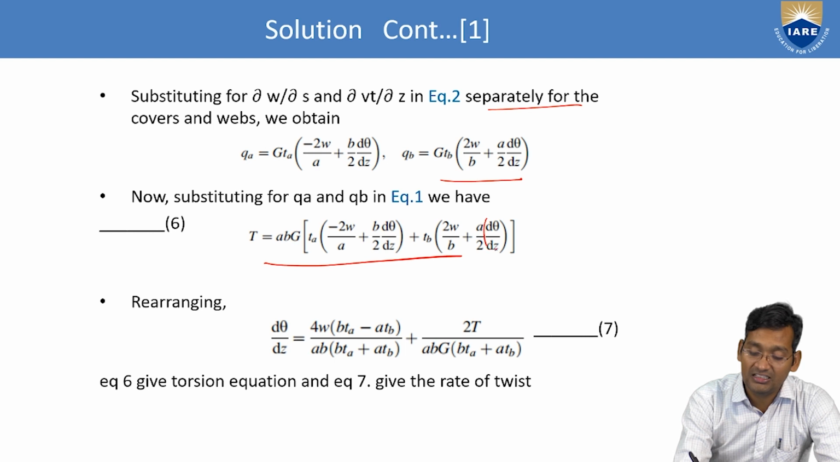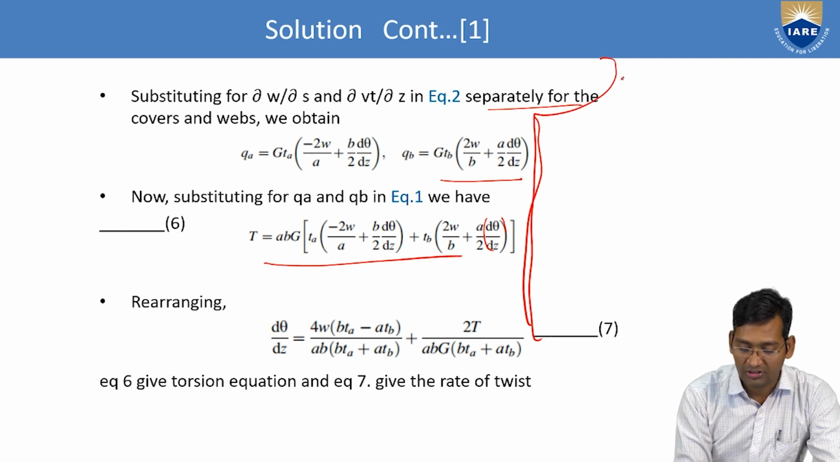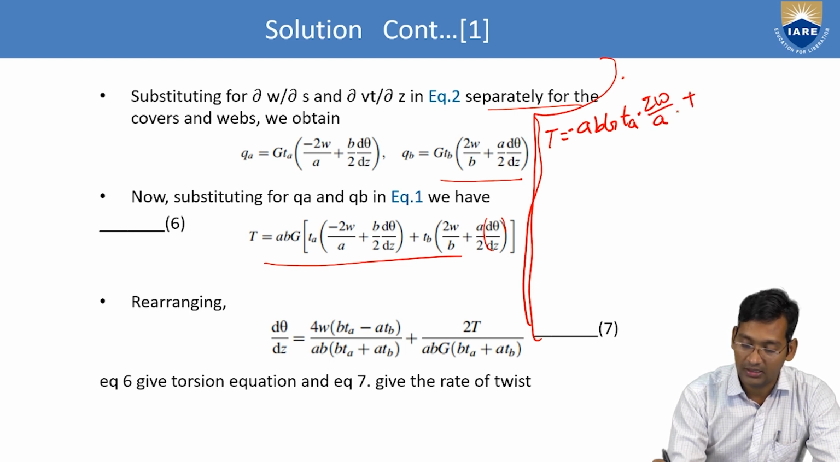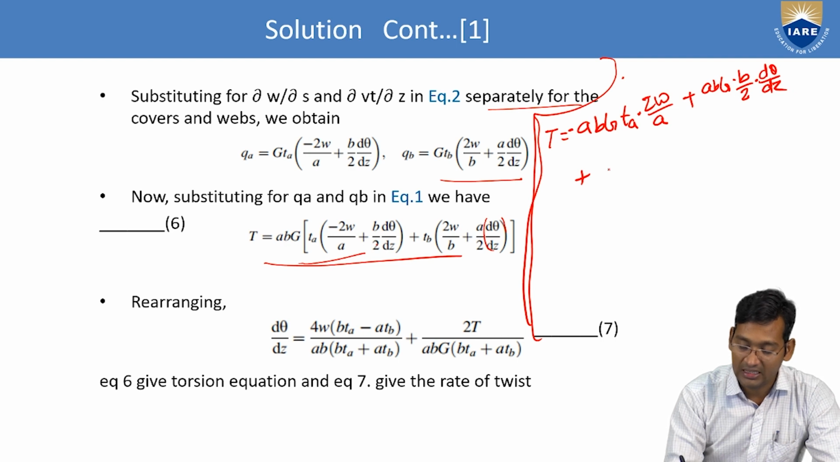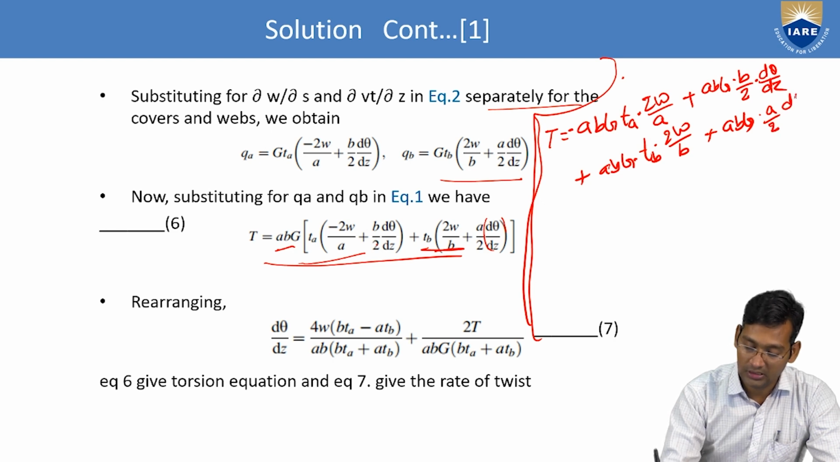After rearranging, take d theta on one side and all the other terms on the other side. Let's see how to rearrange. I am writing after multiplying this whole thing by AB. So first, T will be equal to ABG TA into minus 2W by A, then plus ABG into B by 2 into d theta by dz. So the first term is over. Then plus ABG into TB into 2W by B, plus ABG into A by 2 d theta by dz.